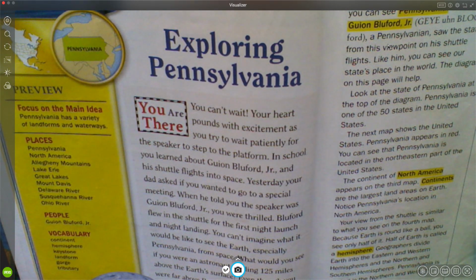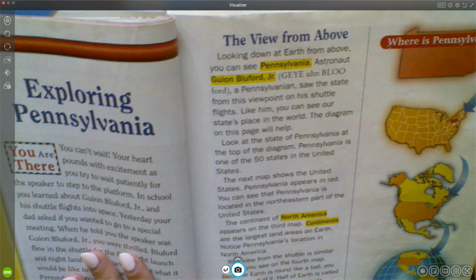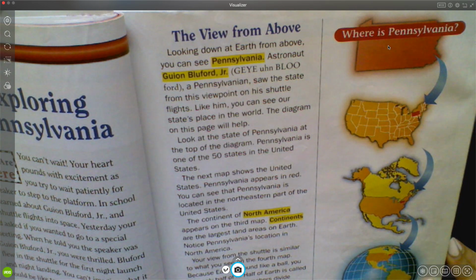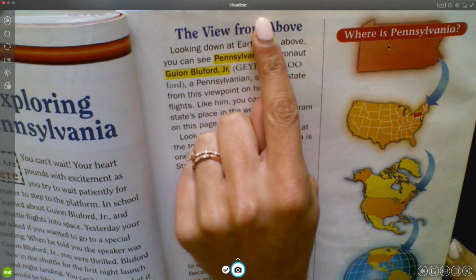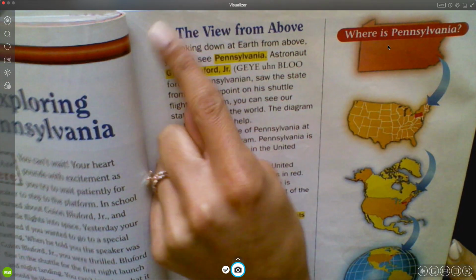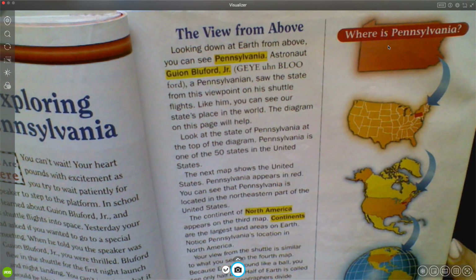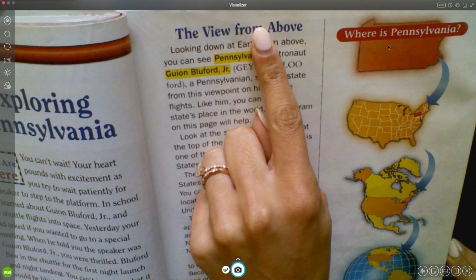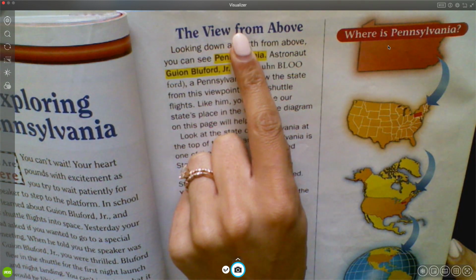So what we're going to do first is talk in general about the geography. If I look at this page in our social studies book, the heading, which is a text feature up here, is "The View from Above." Based on the heading, I can make a prediction about what I'm going to read about, which is maybe what Pennsylvania looks like from space, because I'm inferring that the view from above is about that.